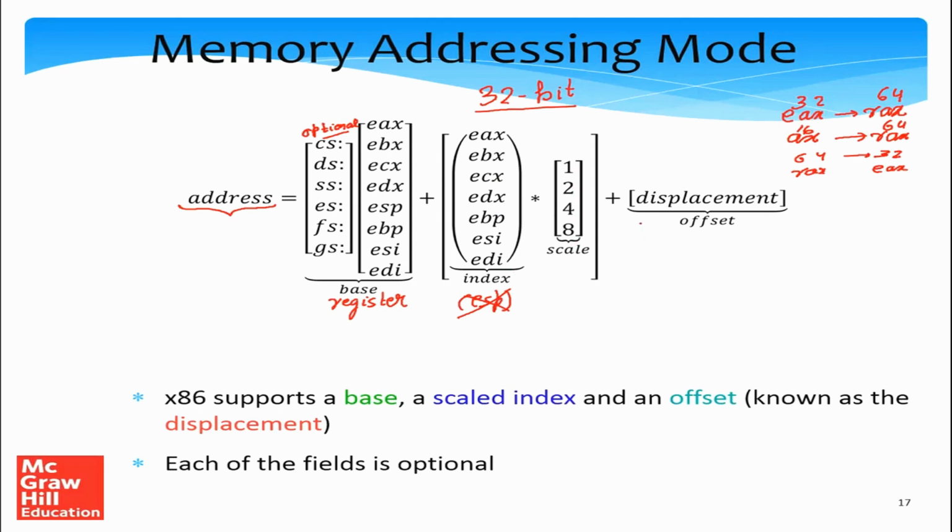And then we can add a displacement. A displacement is an offset, it's a constant. So we can add any displacement that we want. In the 32-bit instruction set, the displacement's maximum size is limited to 32 bits. So what does x86 do? It supports a base, a scaled index, and an offset. The offset is known as the displacement. And mind you, each of these fields is optional. This is something which has to be kept in mind.